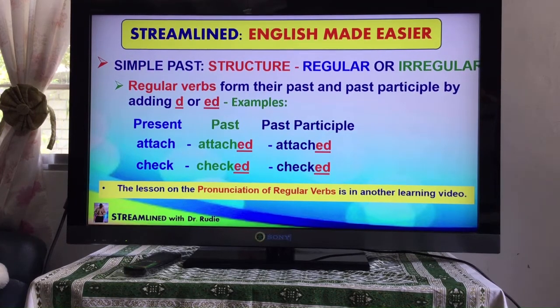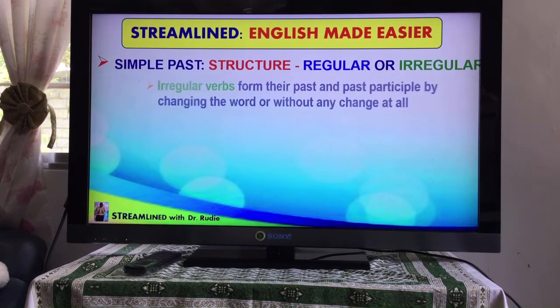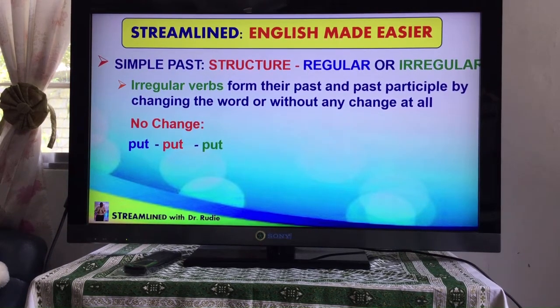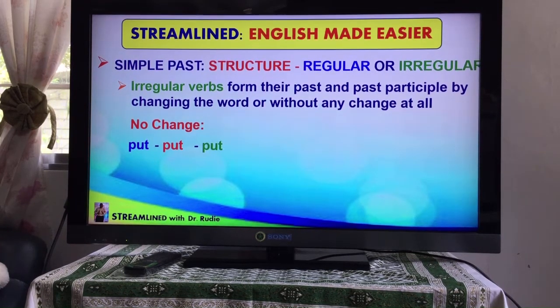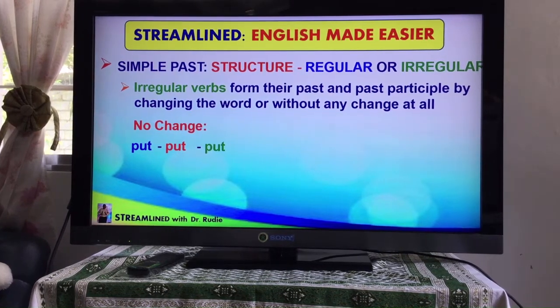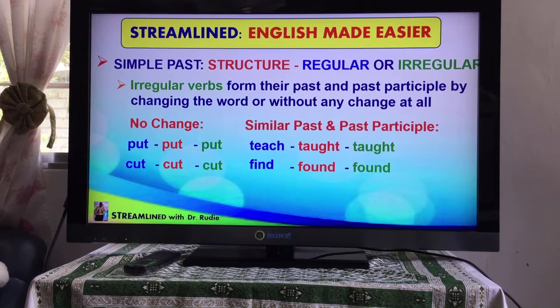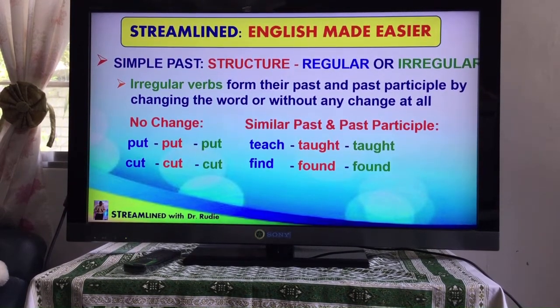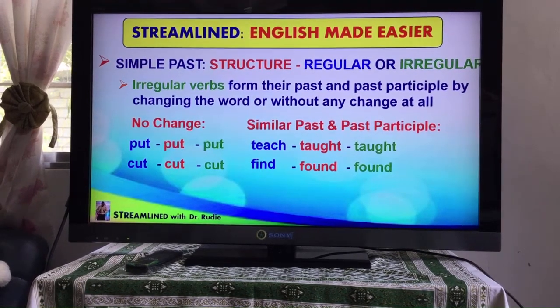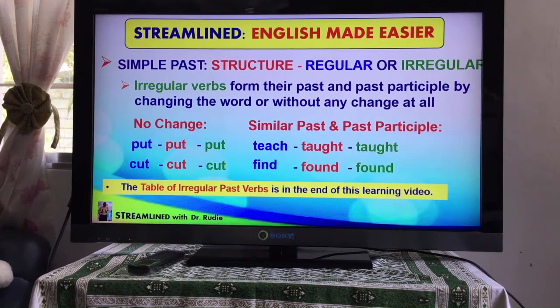Regular verbs also form their past and past participle by adding ed. Like in attach, it becomes attached in the past and attached in the past participle. Check, checked, checked. Some irregular verbs form their past and past participle by changing the word or not making any change at all. For example, words that don't change in the past and past participle forms are put, cut, while others are similar in the past and past participle forms, like teach, taught, taught, find, found, found. We have the table of irregular past verbs for your reference at the end of this learning video.